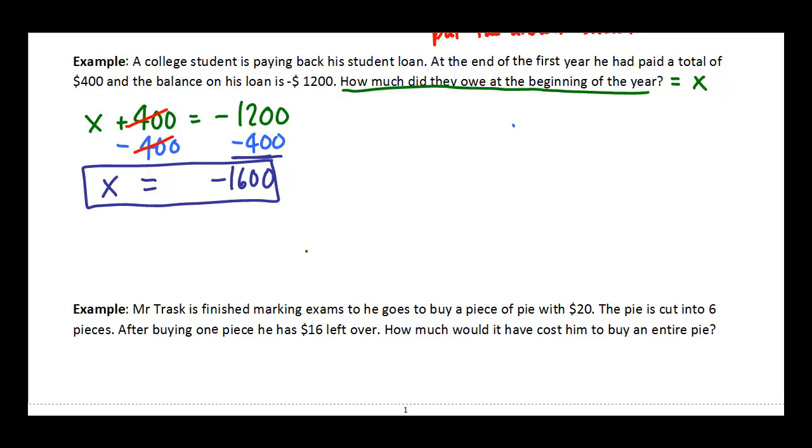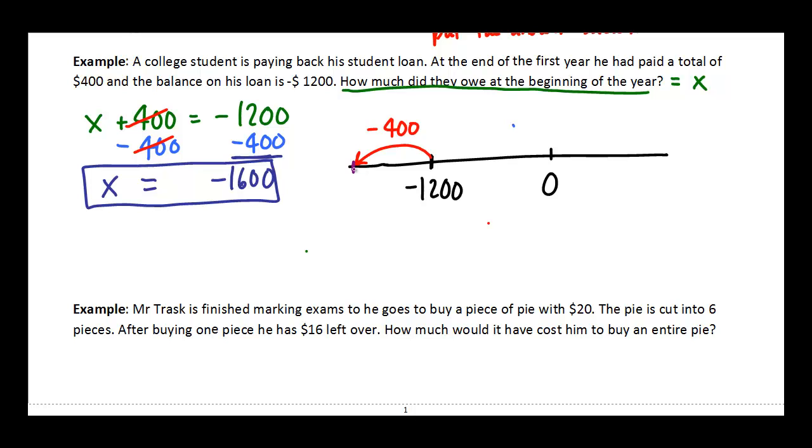Now remember, when subtracting negative numbers, we just want to continue to make the number more negative. So we can visualize this example with a number line. Imagine on our number line there is my 0 mark, then counting down along here, somewhere over here, I end up at negative $1,200. If I want to subtract $400 from that, I need to continue more in the negative direction. So that would look like something like this. Here's minus $400, which will bring me to my final answer of minus 1,600.